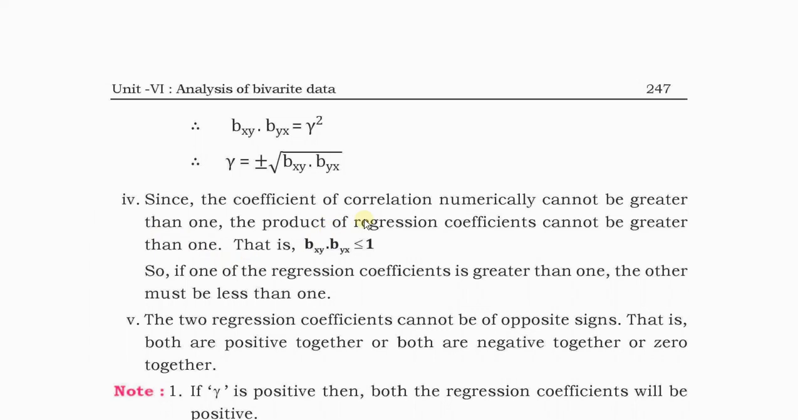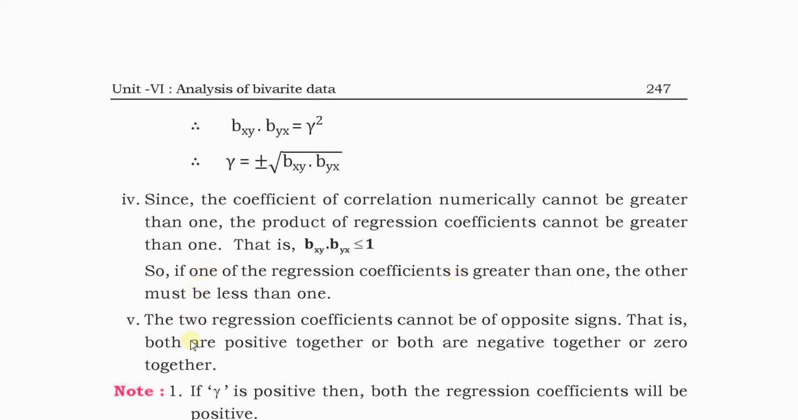Since the coefficient of correlation numerically cannot be greater than 1, the product of regression coefficients cannot be greater than 1 as well. That is, even if one regression coefficient is greater than 1, then the other one will definitely be less than 1.